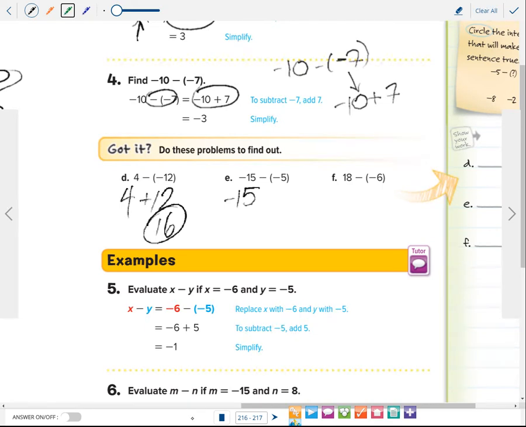So we got negative 15 minus negative 5. We do the additive inverse, and it becomes negative 15 plus 5.